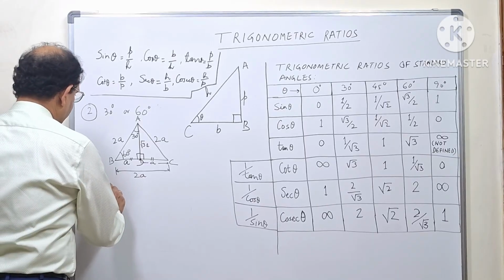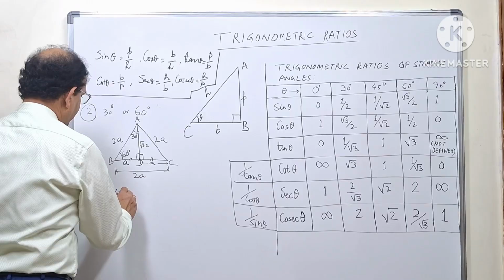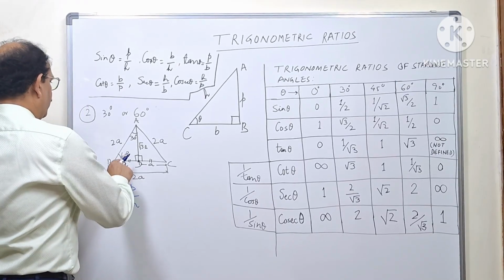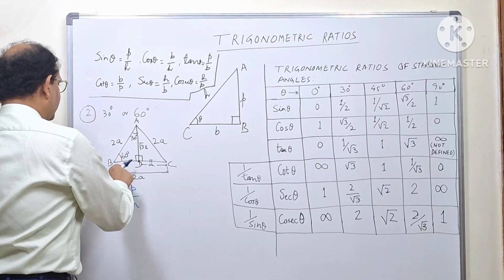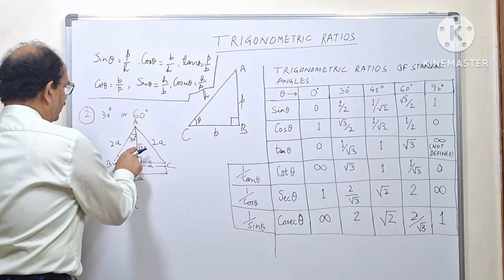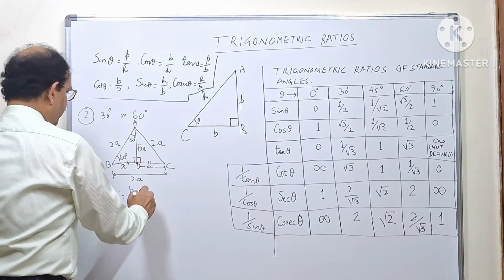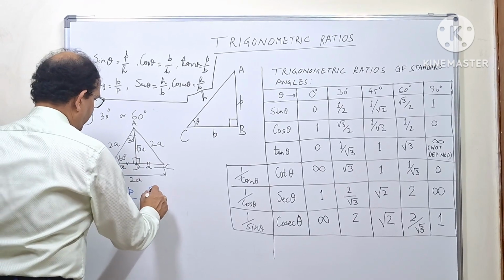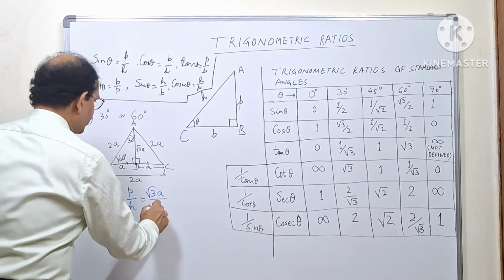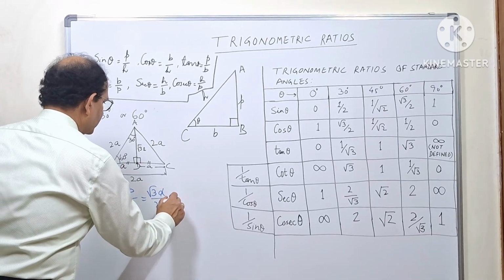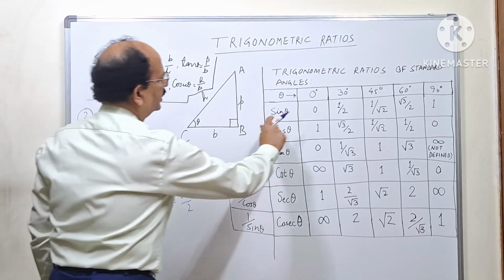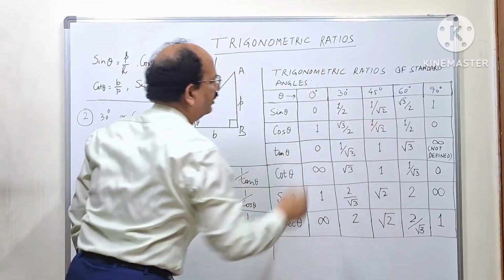Now sine 60 degree, if I have to take, then it will be perpendicular by hypotenuse. What is my perpendicular? Because this is angle of reference 60 degree, opposite to that will be my perpendicular. So this will be root 3 times a divided by, what is my hypotenuse? 2a. A cancels, it is root 3 by 2. Sine 60 degree is root 3 by 2.